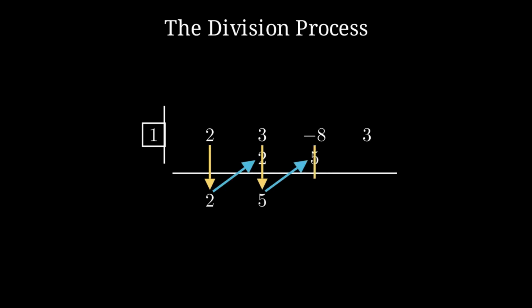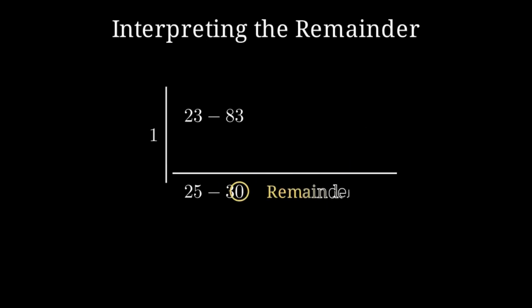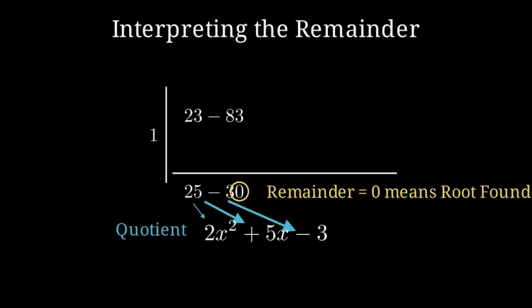Since our final result is 0, we have confirmed that x minus 1 is a factor. A remainder of 0 is our green light. It proves that the value we tested is a true root.